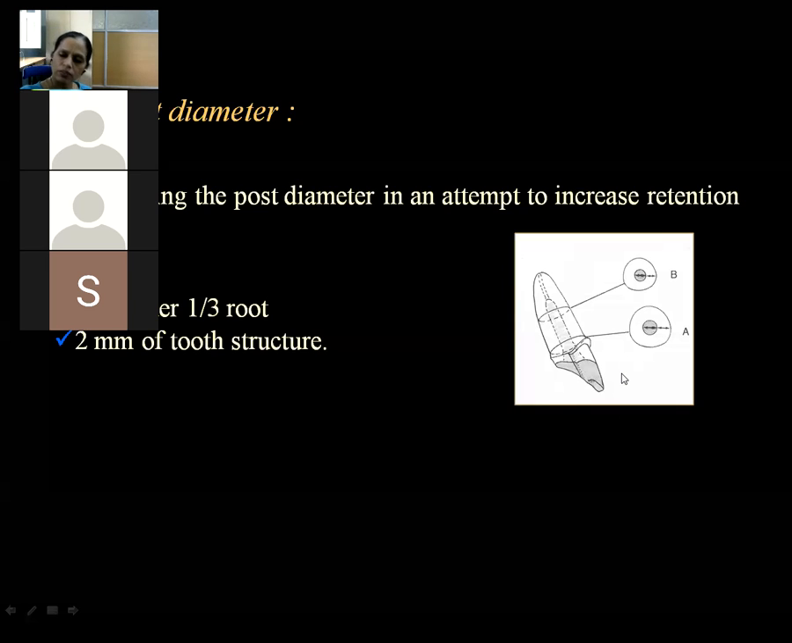You follow one of these principles. One is that 2 millimeter of surrounding dentin should be there, here, here and here. Or you should follow another principle, that the post diameter, this is the diameter of the post, should not be more than 1/3 of the diameter of this root. Suppose the root diameter is 15, then 1/3 is 5. So post diameter should not be more than 5 millimeter.